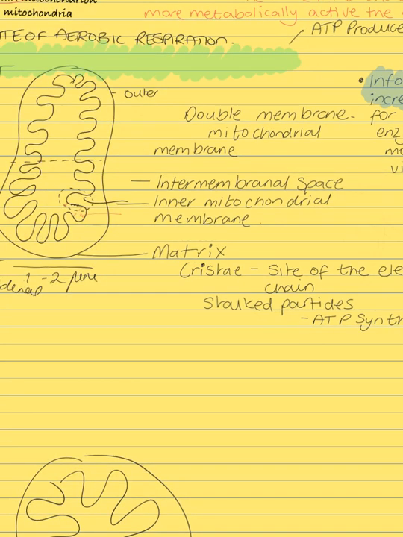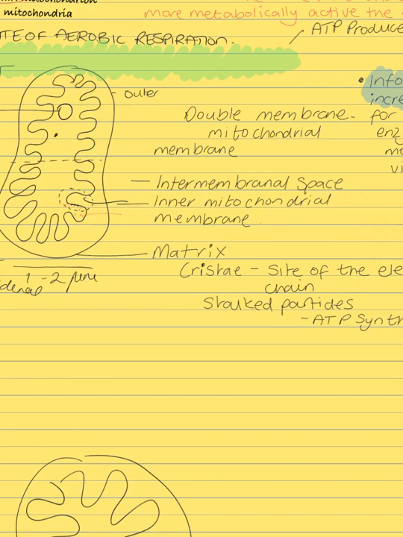Let's talk about the contents of the matrix. The first thing that we see in here that is interesting is a ring of circular DNA. This circular DNA is not like DNA that we find inside eukaryotic cells. The DNA that you find inside the nucleus is linear, whereas this is circular, which is the same sort of DNA that you find inside prokaryotic cells.